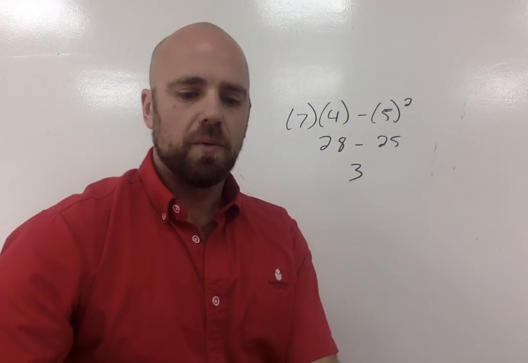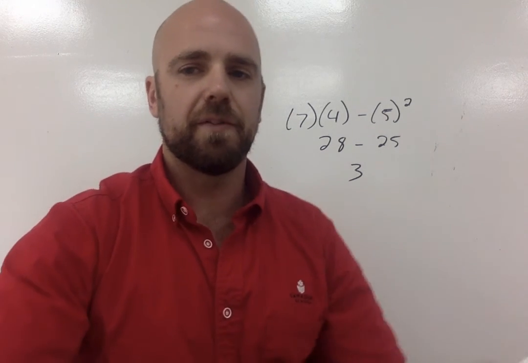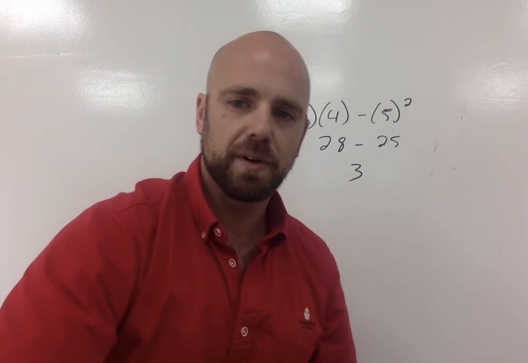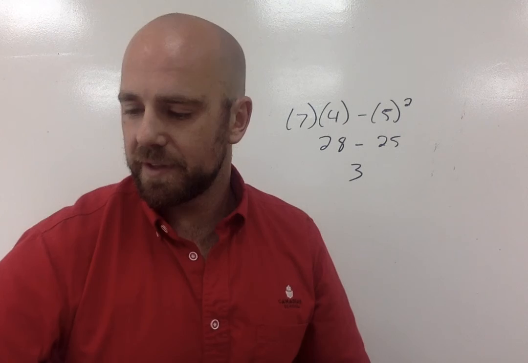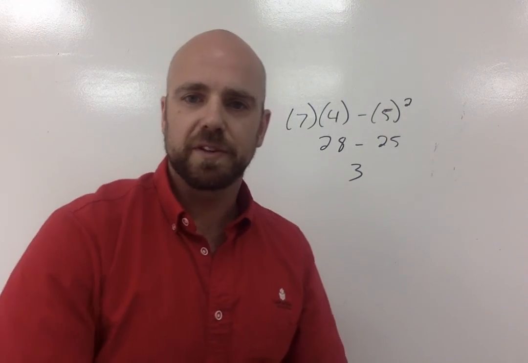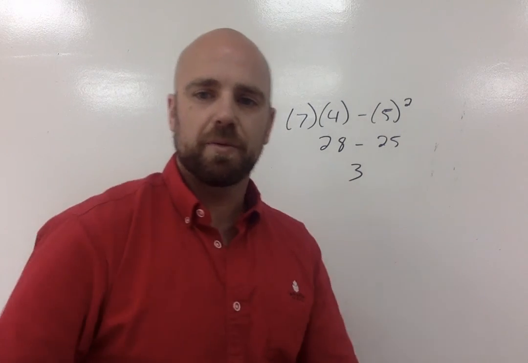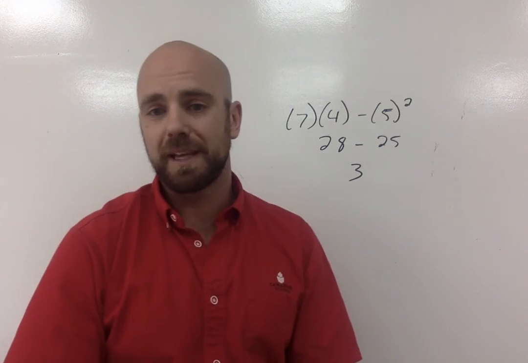Once again, we still have to follow the proper order of operations. So we go brackets, exponents, multiplication and division, whichever comes first from left to right, and then addition and subtraction, whichever comes first from left to right. Or if they're separated by something, you can do them on the same line.